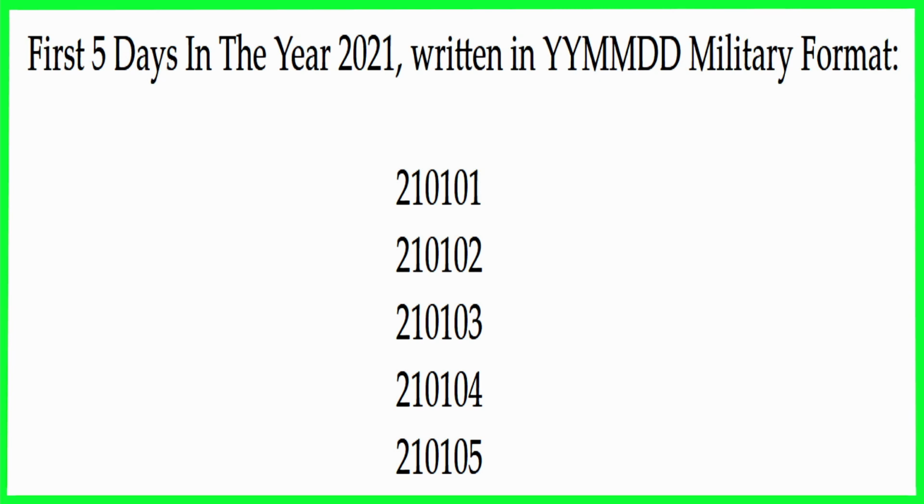When you use dates written in YYMMDD format, files and folders will sort in perfect chronological order when sorting in ascending or descending order due to adding the date in military date format at the beginning of the folder or file name.